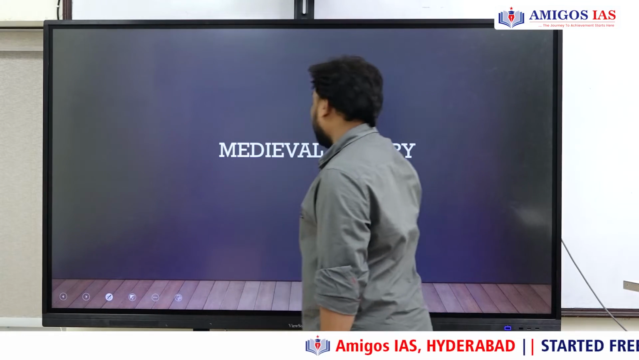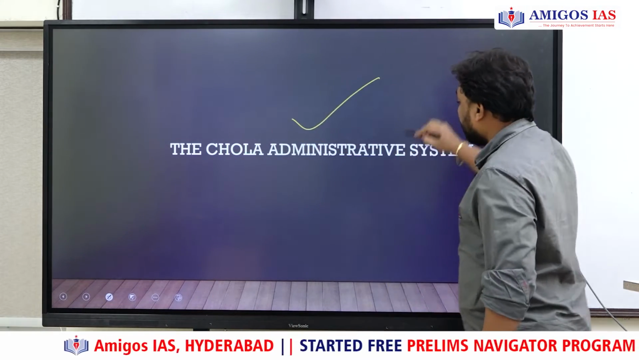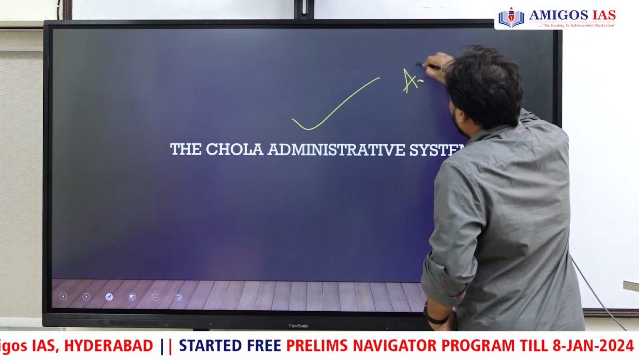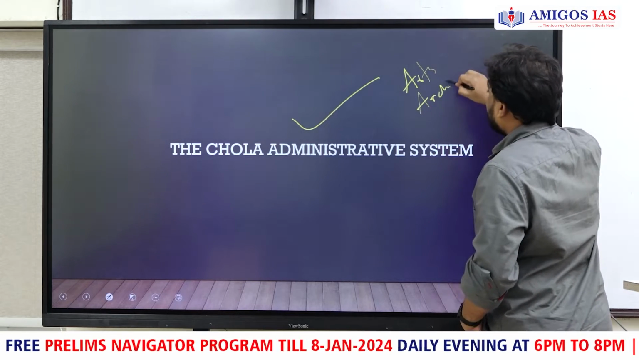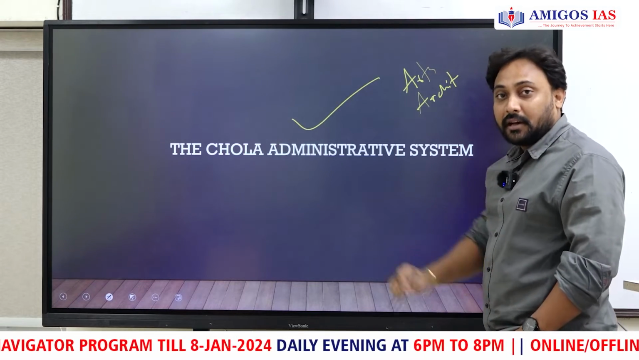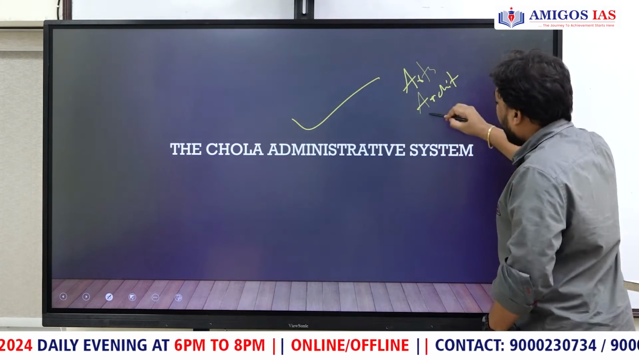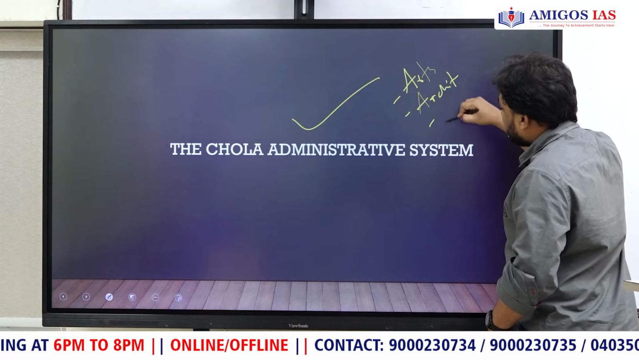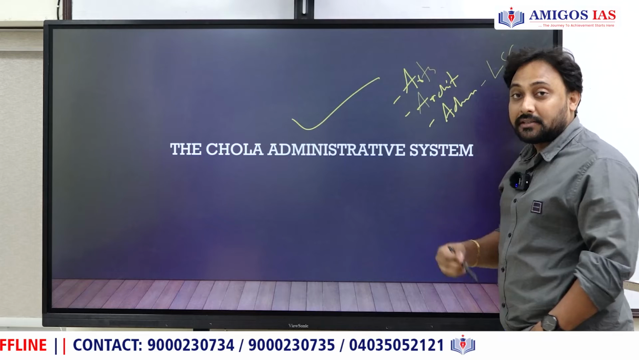Then medieval India. In medieval India, the first topic is the Chola administrative system. I will ask you to study only the Chola arts. Please study Chola architecture: the Brihadishwara temple in Tanjavuru and Gangaikonda Cholapuram. And also Chola administration, which is called local self-government, the village administration.